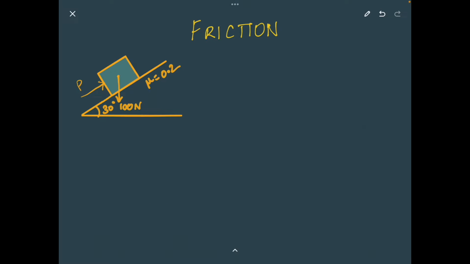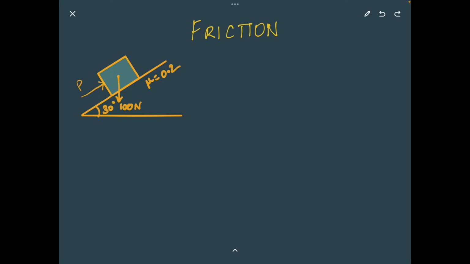Here we consider a block which is placed on an inclined surface. The angle of inclination is 30 degrees and the coefficient of friction between the surface and the block is 0.2. The block has a weight of 100 newtons. What will be the minimum force required to push the block up the slope? Now this is a bit tricky problem.